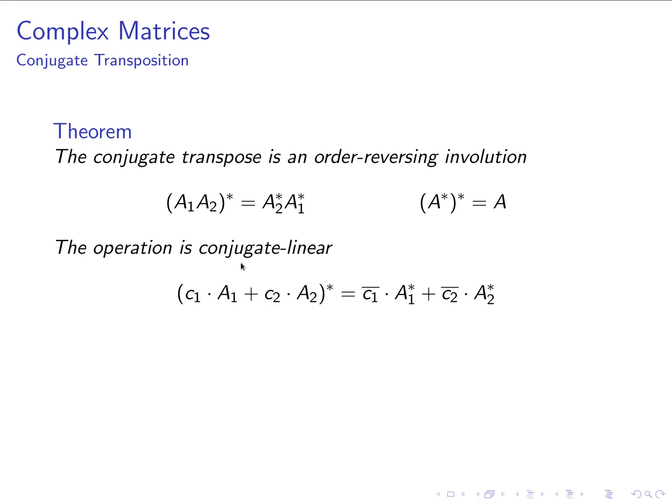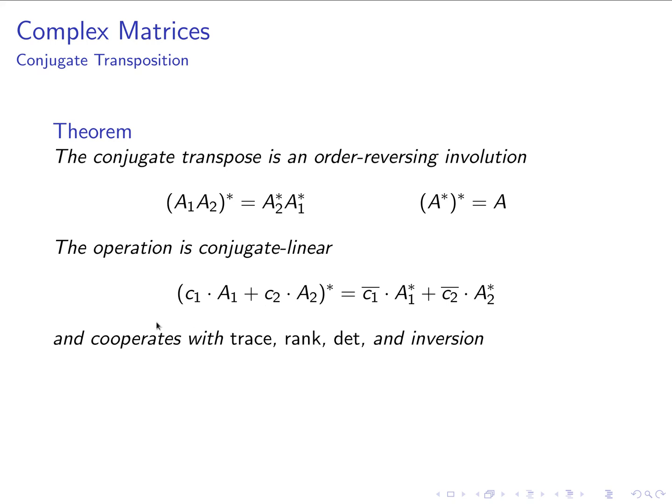It's also what's called a conjugate linear operator. If we take a scalar c1 and multiply by a matrix A1, and then add that to a scalar c2 multiplied by a matrix A2, we can conjugate transpose the result, and this is always the same thing as taking the conjugate of our first scalar, multiplying by the conjugate transpose of the first matrix, and then adding that to the conjugate of the second scalar, and multiplying by the conjugate transpose of the second matrix.